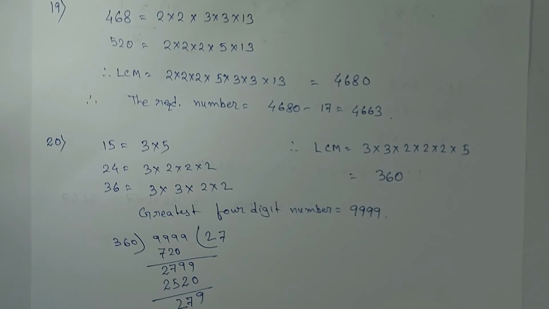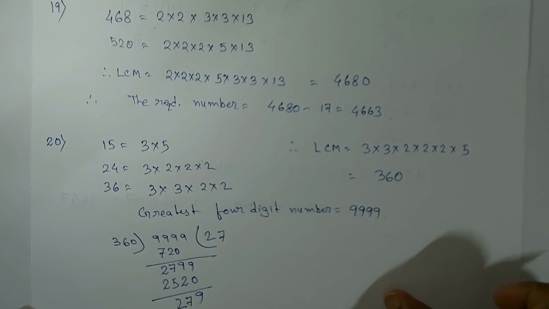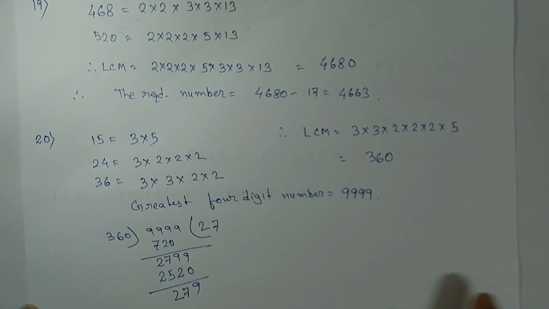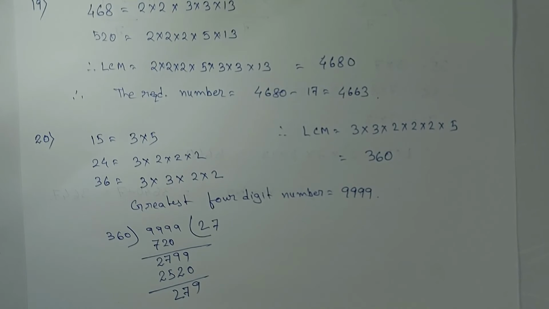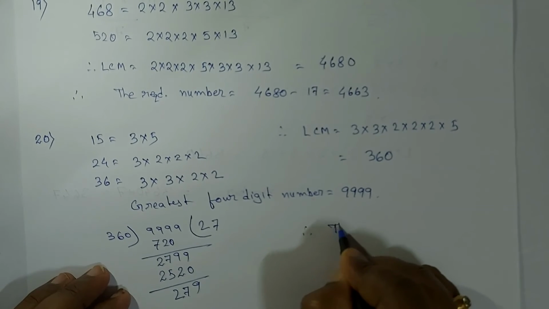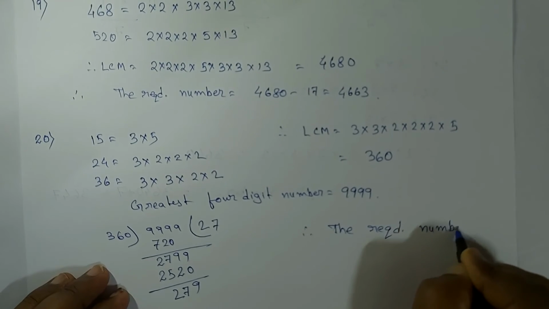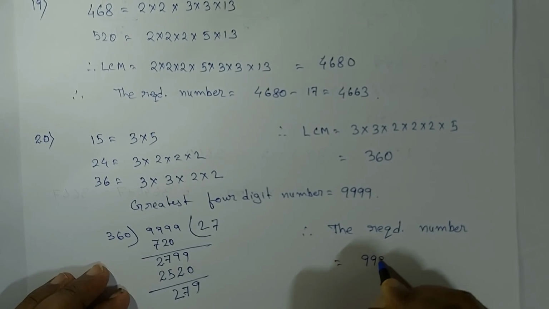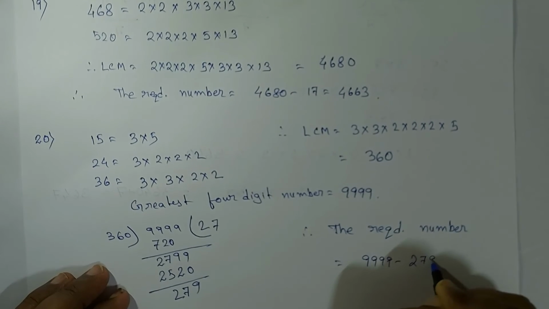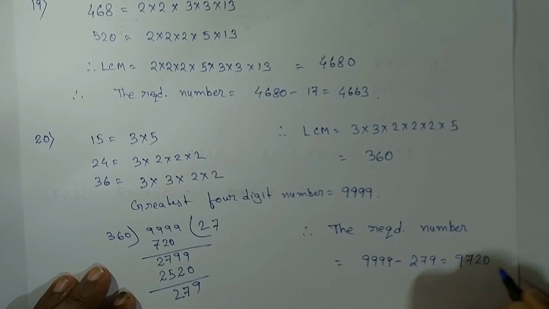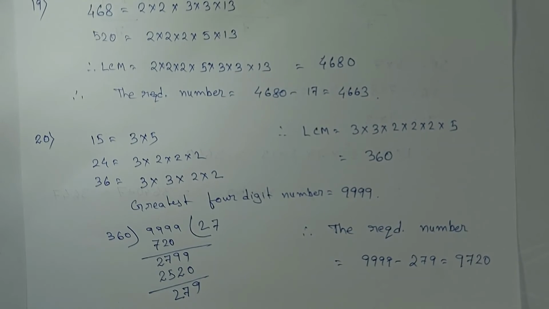So 279 is the remainder. You can see 279 is the remainder. Okay, now so the required number will be equal to this minus 279, and this will give us 9720.